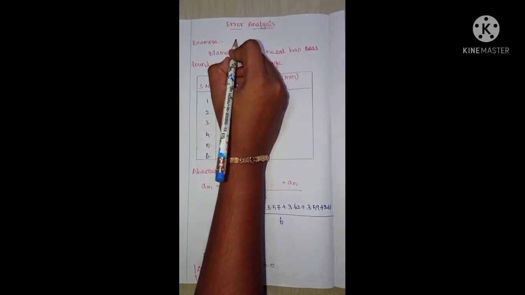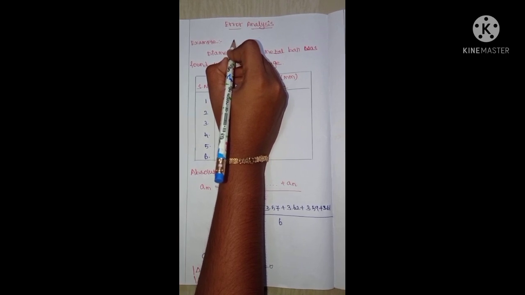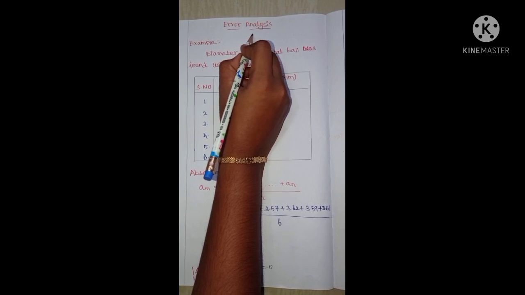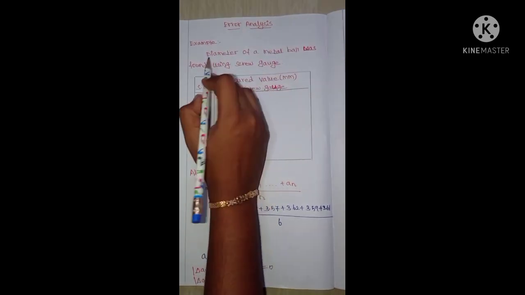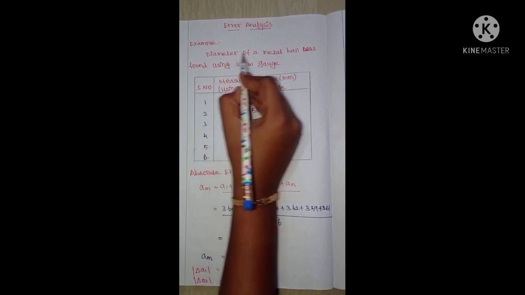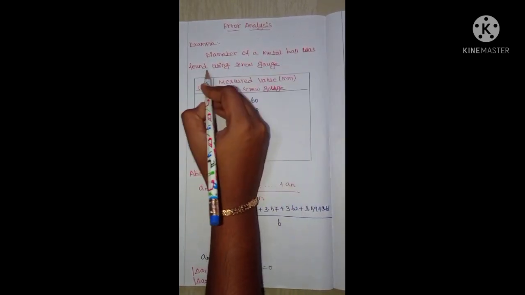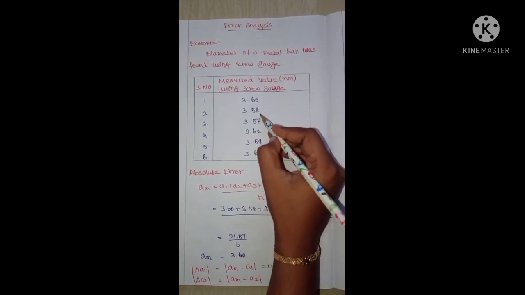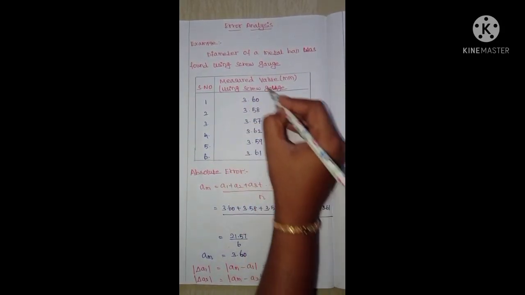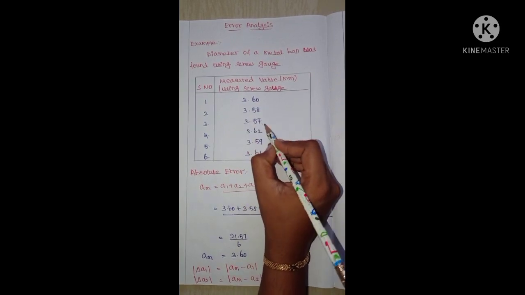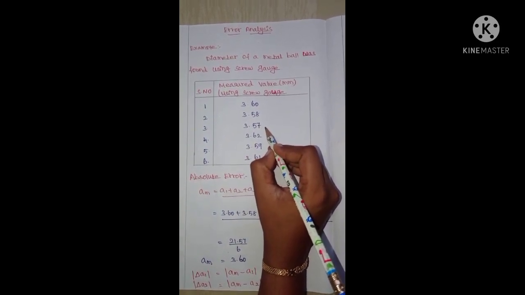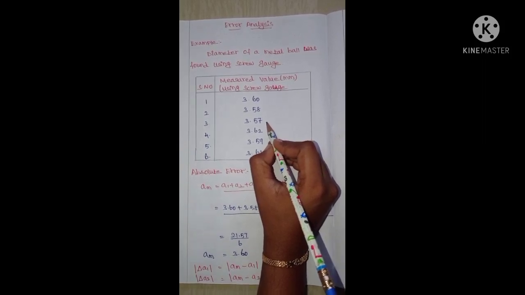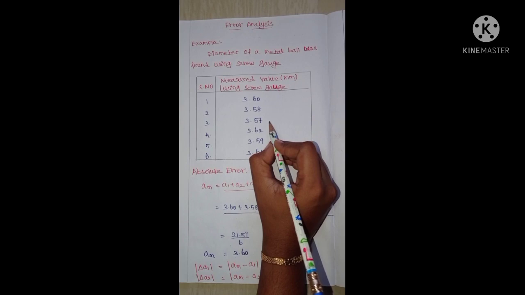So far we have discussed the types of error analysis. Now we are going to discuss those types with a simple example. Here the example given is: the diameter of a metal ball was found using a screw gauge. For that, 6 readings have been given. By using the 6 readings we are going to find absolute error, mean absolute error, relative error and percentage error. First we are going to find absolute error.